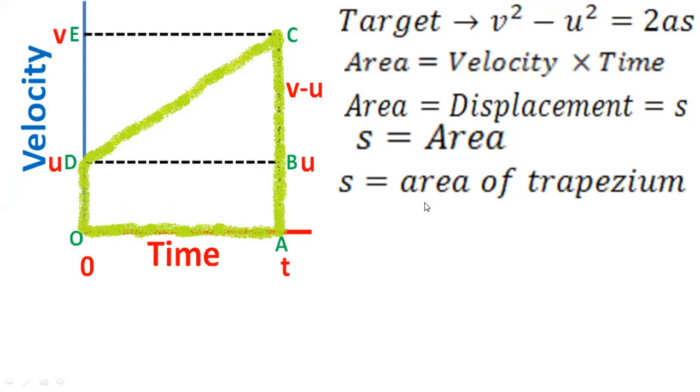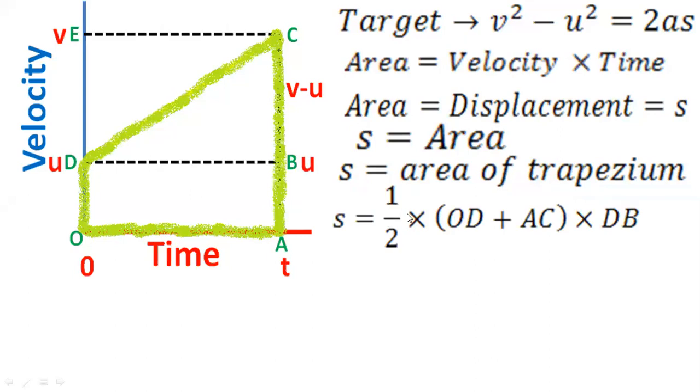And what is the formula for area of trapezium? 1 by 2 into sum of parallel sides. Now in this case, which are two parallel sides? DO is parallel to AC. And what is the distance between them? You can see DB is the distance. So DO and AC are the parallel lines. So let me put the formula: 1 by 2 into sum of parallel sides, OD and AC, into height. What is the height between them? That is DB. So into DB.